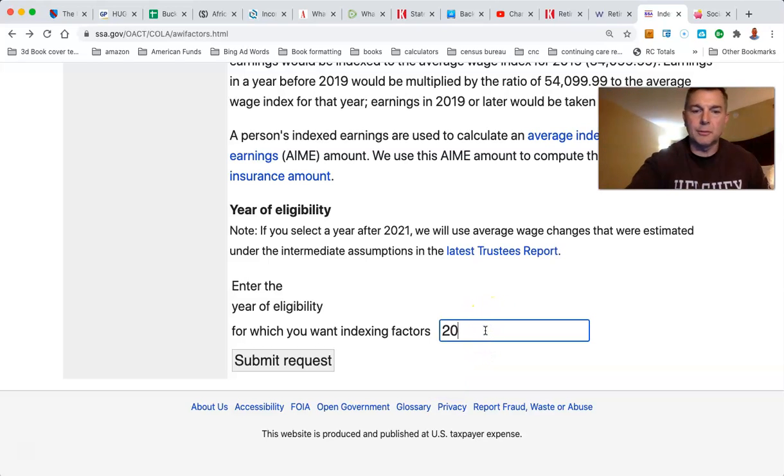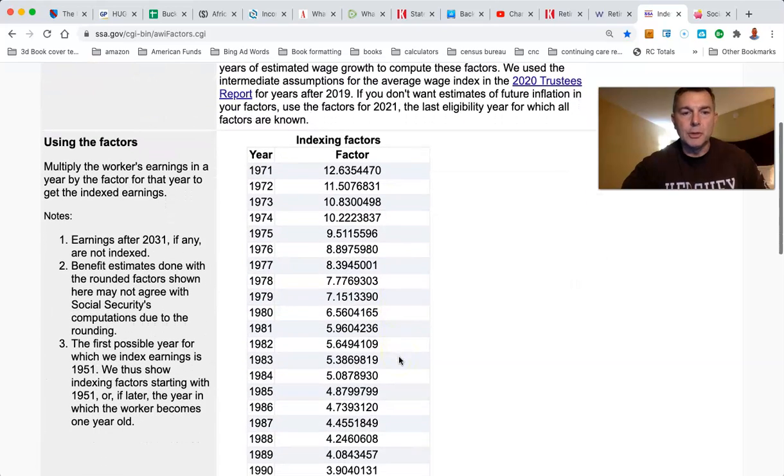Oops, I should go to 2003. Excuse me, right there, 2003. So they're saying my index factor is actually 5.78, because I was born in 1970. My first year of eligibility is 2032 when I turn 62. And that's what Social Security says.